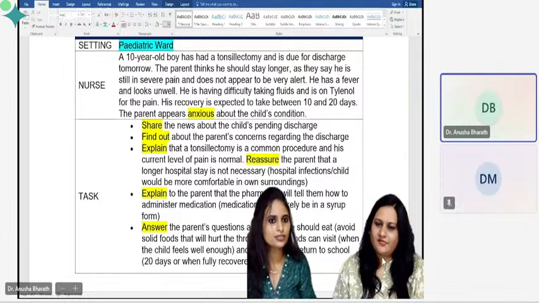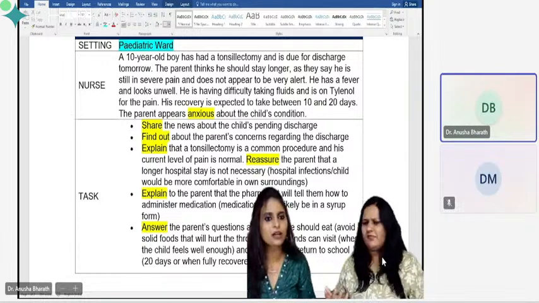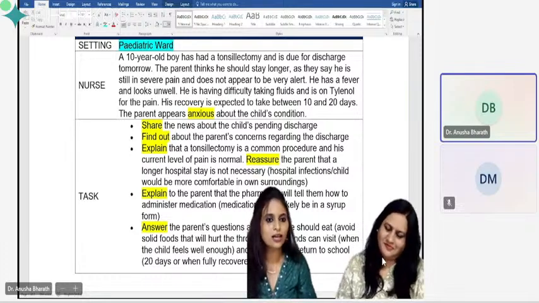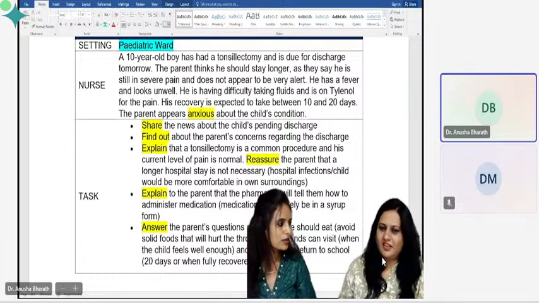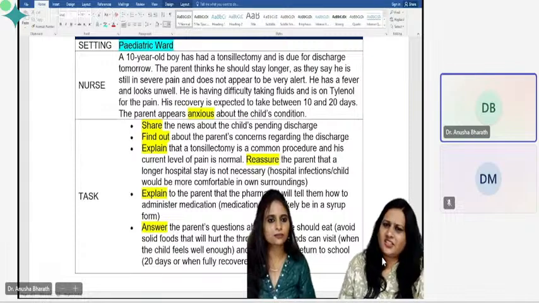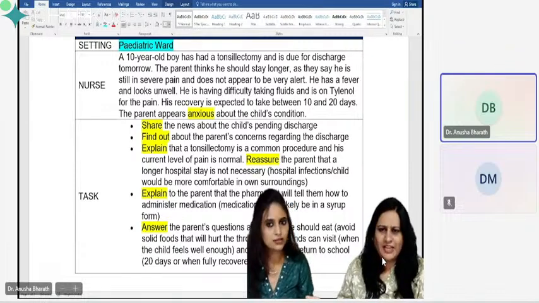So make sure to keep it simple. I'm so and so. I'm Simran, working as a registered nurse in this particular pediatric ward.